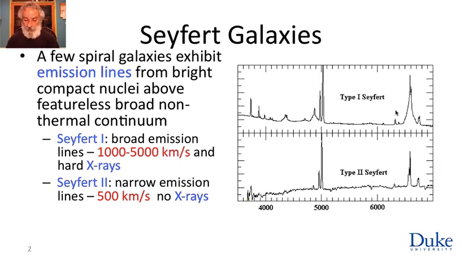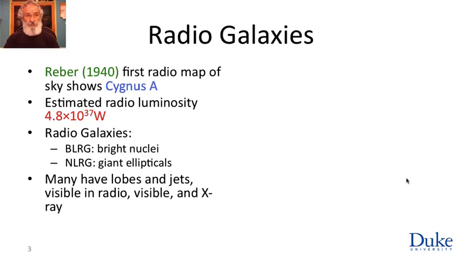In contrast, type 2 Seyferts have narrower, still broadened emission lines above a similar continuum and no X-rays. The radial velocities associated to type 2 Seyferts are about an order of magnitude less, a few hundred kilometers per second. So these are galaxies where something near the center of the galaxy is emitting some kind of strange radiation. What are the other examples that I want to collect together?